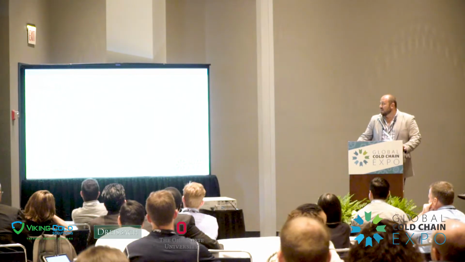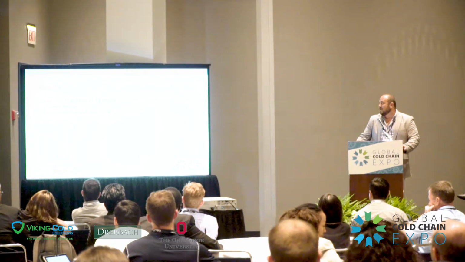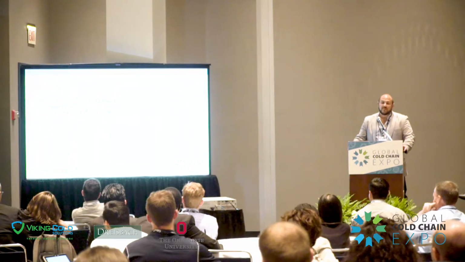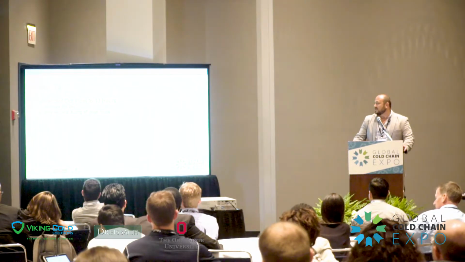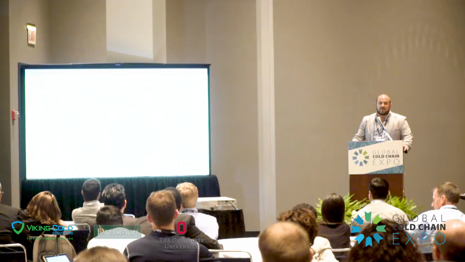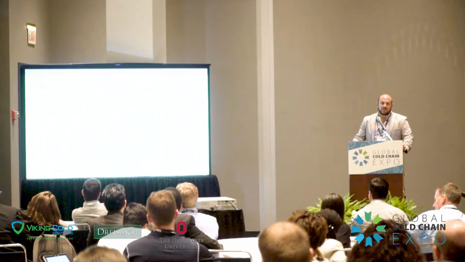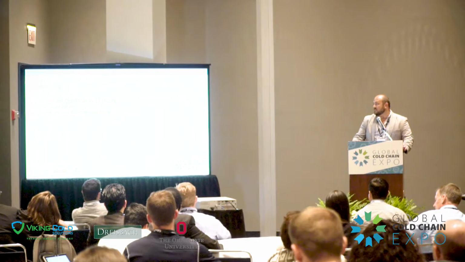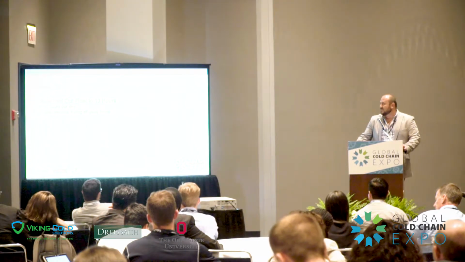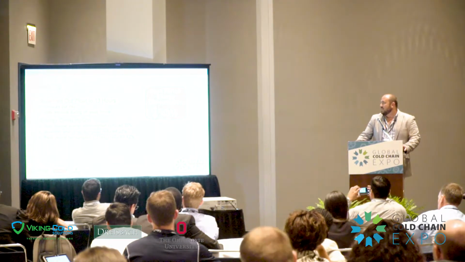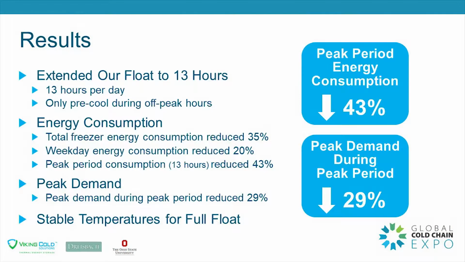So the results, I'm happy to say, were really strong. We've extended our float hour from 6 hours to 13 hours. We're only having to refrigerate on the freezer and pre-cool the units during the off-peak, which has dramatically reduced our energy consumption. Our peak consumption's down 43%. Anybody in California, the PG&E category knows what that means as far as dollar values go.